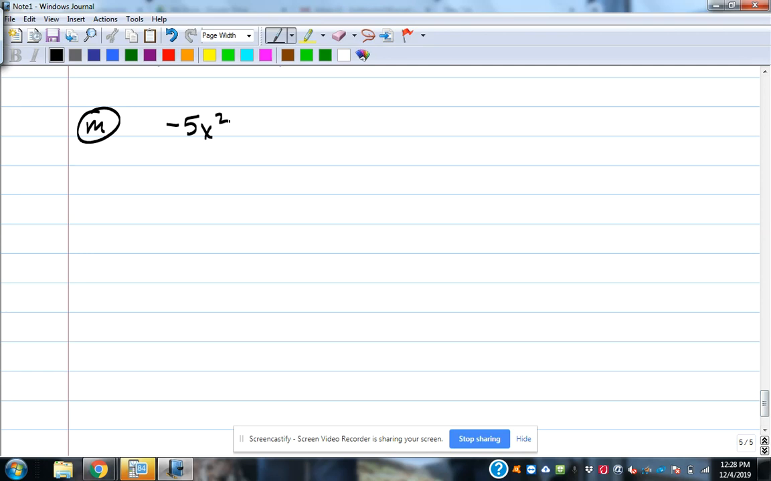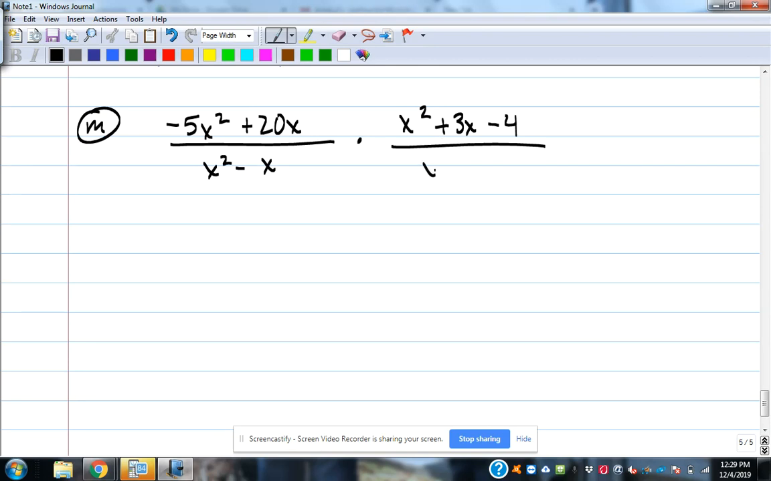So 5x squared plus 20x over x squared minus x times, bless you, x squared plus 3x minus 4 over, let's just throw in x squared minus 16 again. Something we're fairly familiar with. I think it worked out pretty easy.